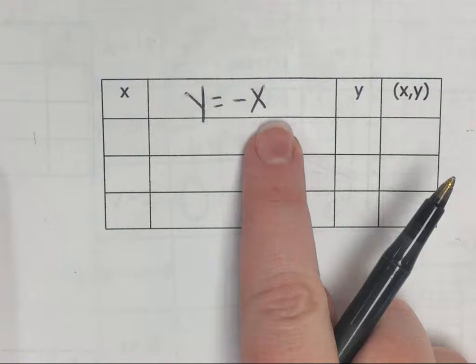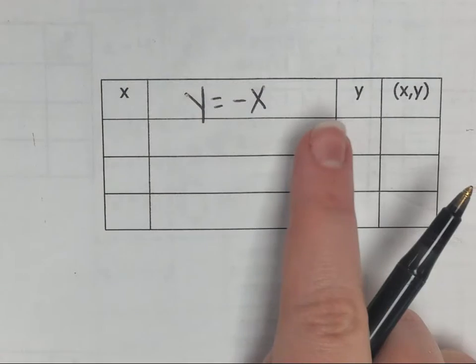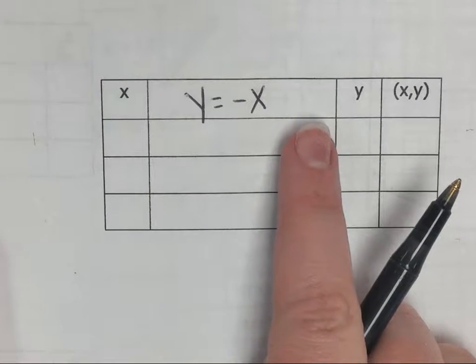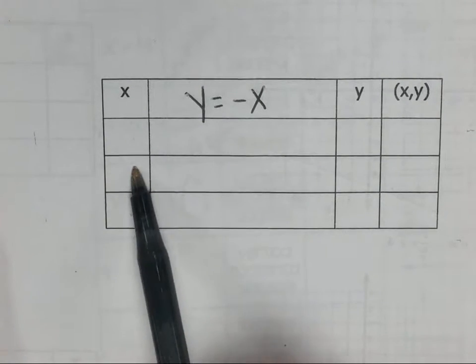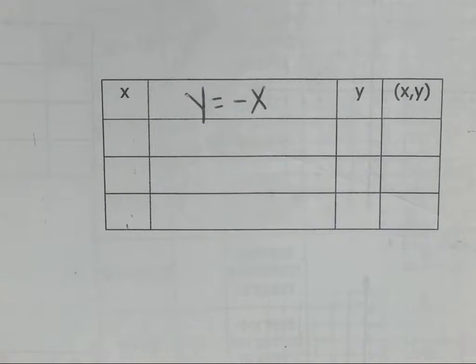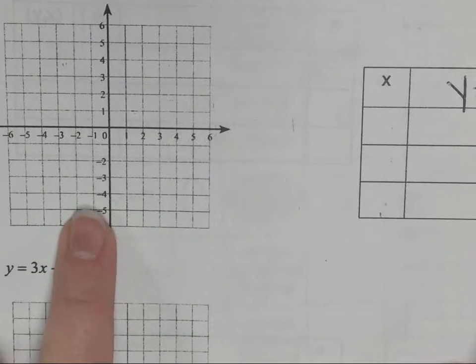Y is equal to negative x. Now, we've practiced this. This was the first type of graphing that we practiced on our notes on Friday. We need 1, 2, 3 x values because there's 3 boxes under x. Okay? Can they be anything? Yes. But we want to pick specifically small numbers because we want it to fit on our graph.